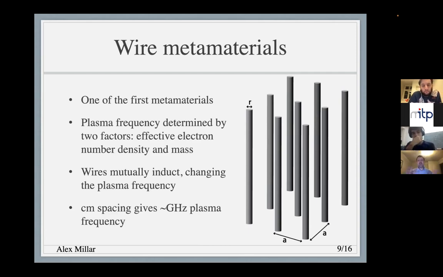Between these different factors, it turns out the properties of this material don't really care about the type of material very much. It's really just geometry. If you have something like centimeter spaced wires, you're going to get something like gigahertz plasma frequencies.